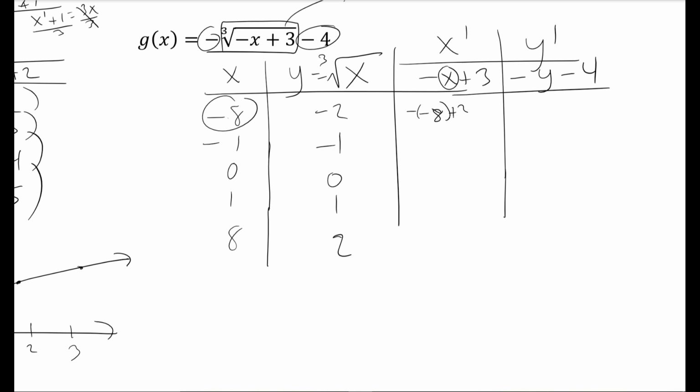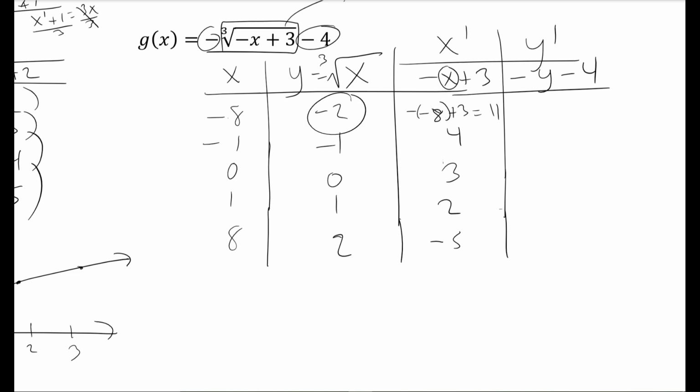-(-8) plus 3. Well, 2 negatives is a positive. 8 plus 3 is 11. Now let's do -1. -(-1) is 1. 1 plus 3 is 4. -0 is 0. 0 plus 3 is 3. -1 is -1. -1 plus 3 is 2. -8 is -8. -8 plus 3 is -5.